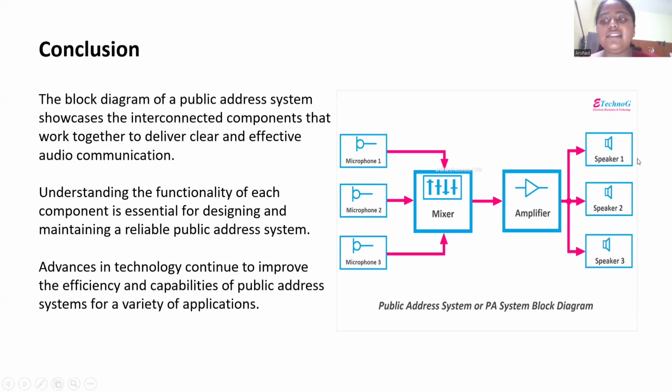So, if we look at the PA system block diagram, here we have three microphones. Microphone 1, 2, and 3, which all go into the mixer. It goes to the amplifier. In the amplifier, it will be divided for speaker 1, 2, and 3.